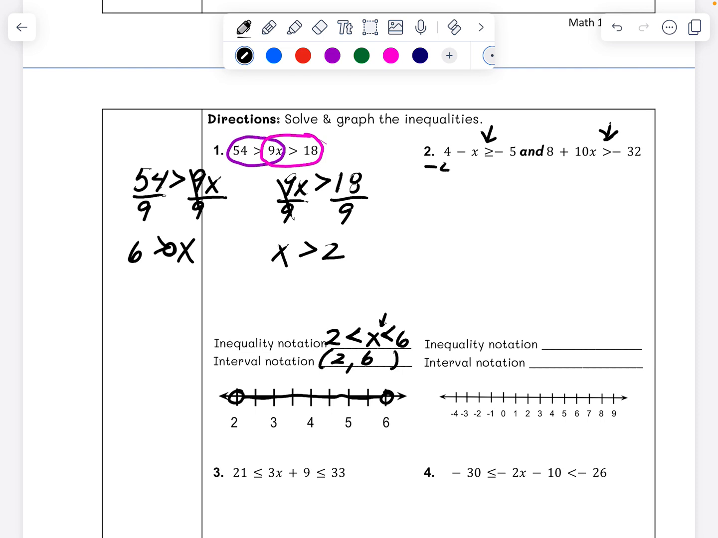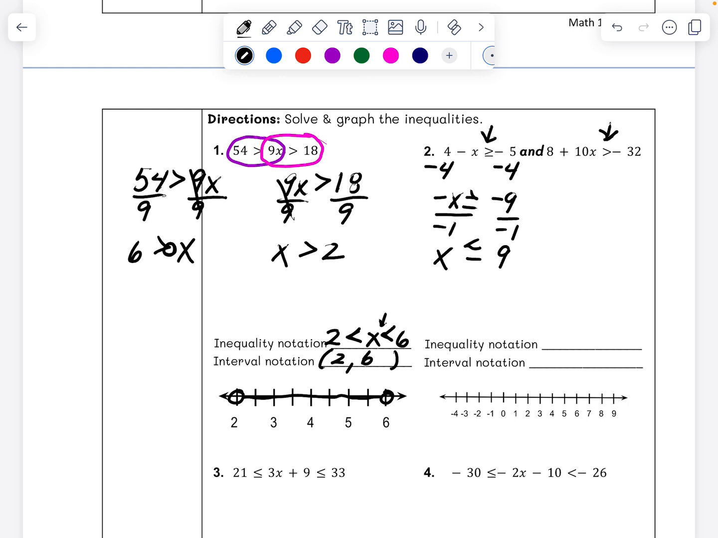I'm going to subtract 4 from both sides. We get -x is greater than or equal to -9. Now, we're not solving for -x. We're solving for x. So we still need to divide both sides by -1. Remember, because we did that, we must flip our inequality symbol, and we get x is less than or equal to 9.